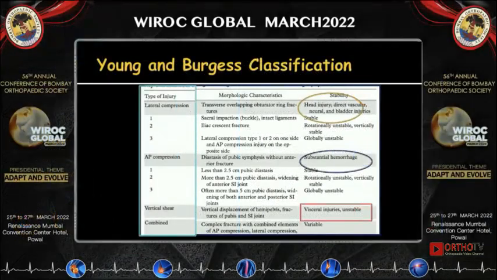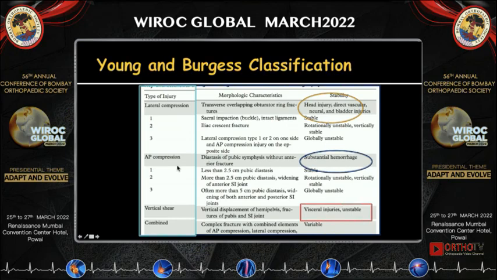So why did I say that in type A there is 8.2% mortality and why is it more in type C? Because when you have a lateral compression, you have head injury, direct vascular, neural or bladder injury because of the fall. Because of that lateral compression, these can get damaged.